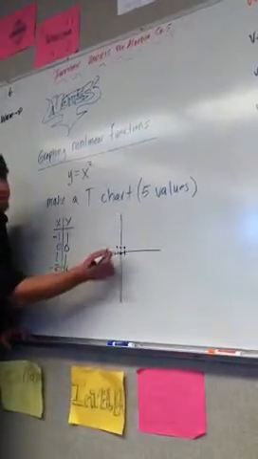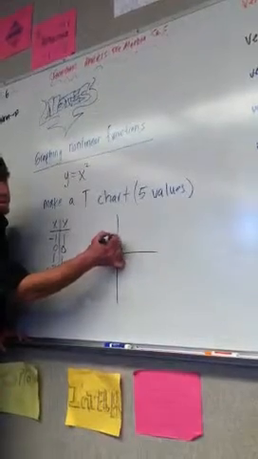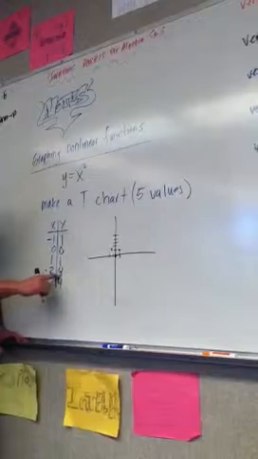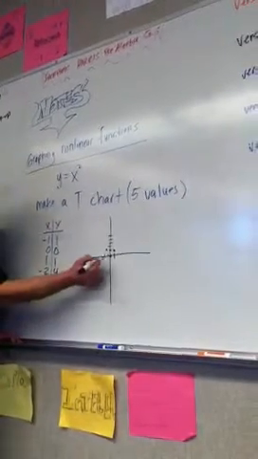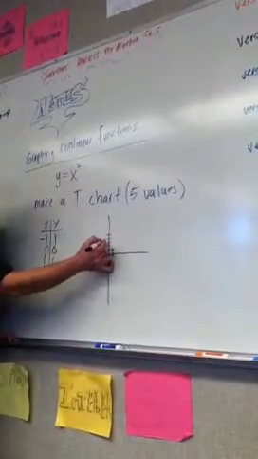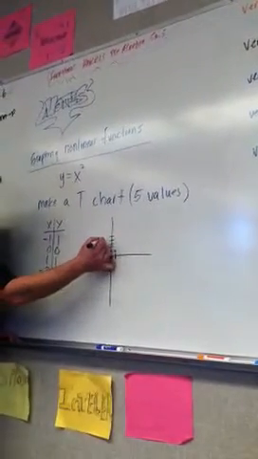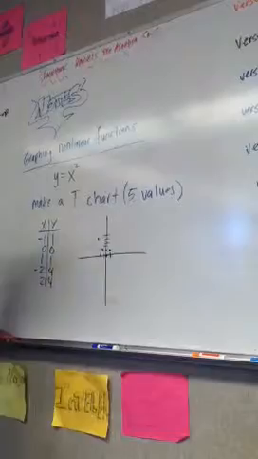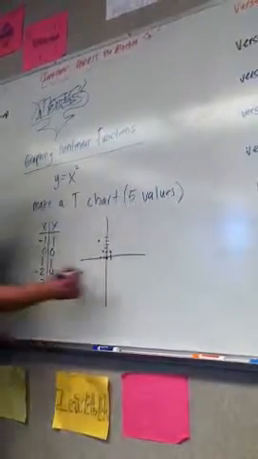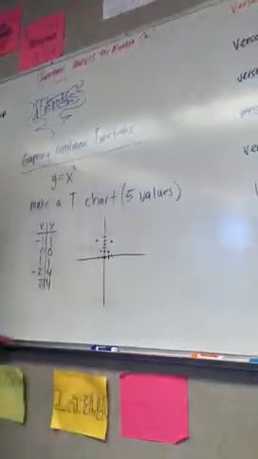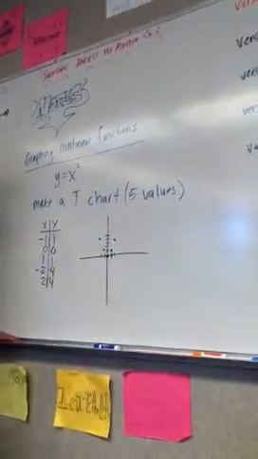-2 puts me to the left 2, and I'm paired with a 4, so up 4. Then 2, 4. I think that almost makes an arrow. It makes what we call a parabola.